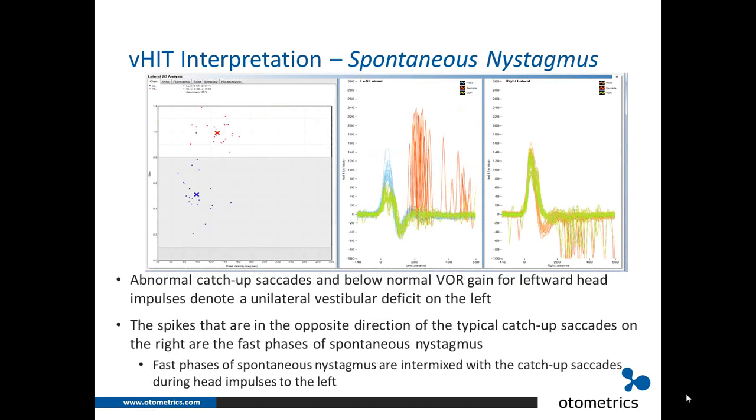Here's an example of a patient with an acute unilateral lesion on the left. The presence of abnormal catch-up saccades and below normal VOR gain for leftward head impulses are consistent with this interpretation. The spikes for the rightward head impulses are in the opposite direction of typical catch-up saccades. These are fast phases of a right-beating spontaneous nystagmus. Fast phases of this nystagmus are also present for leftward head movements, but they are intermixed with the catch-up saccades.